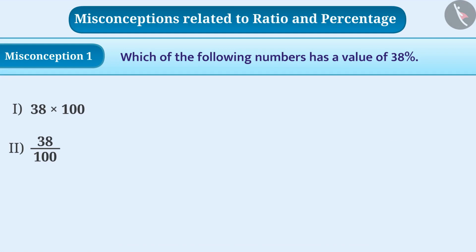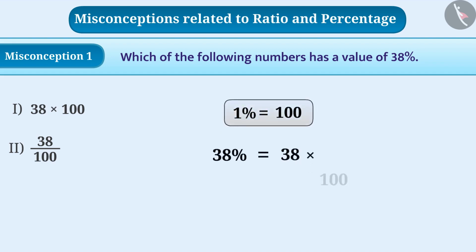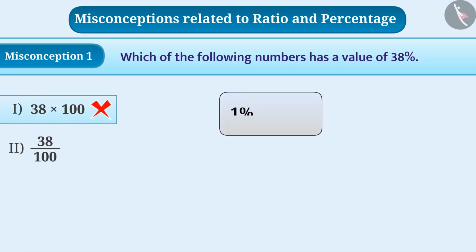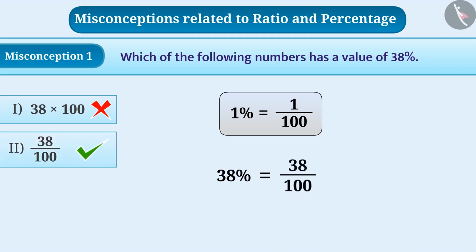Some children cannot understand the sign of percent. They think that percent means 100 and 38% means 38 multiplied by 100. With this understanding, they give the answer as option 1, which is a wrong answer. Always remember that percent means 1 by 100, therefore 38% is equal to 38 divided by 100, so option 2 is the right answer.